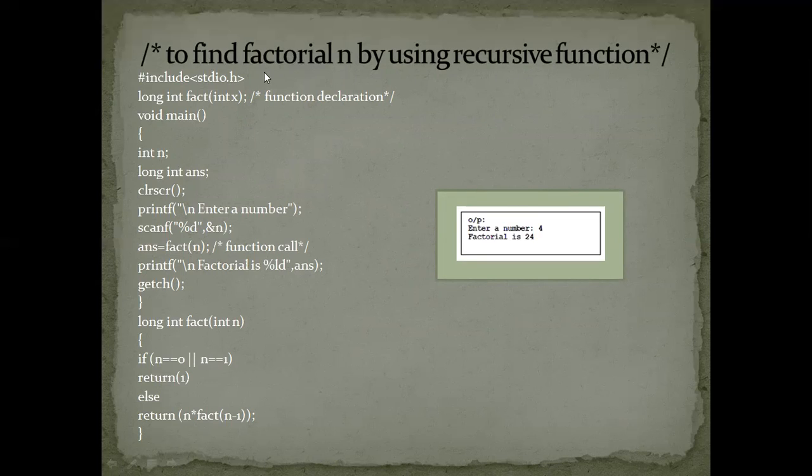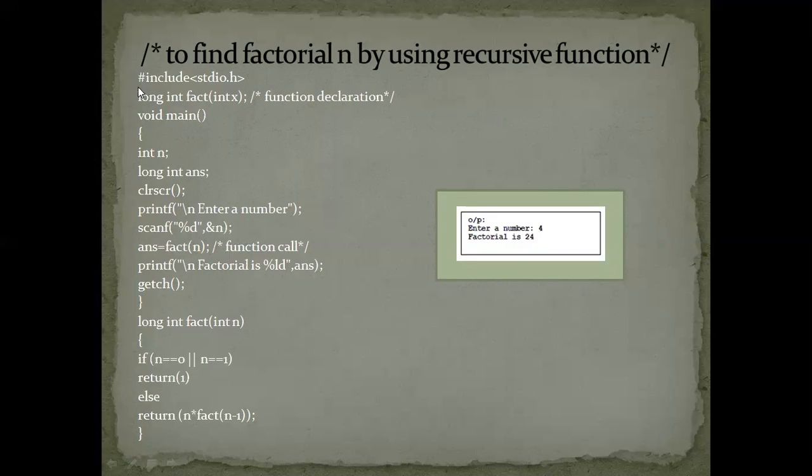You know what we mean by factorial? 2 factorial, that is 2. How? 2 into 1, that is 2. 4 factorial, 4 into 3 into 2 into 1. How much? 24, right? Okay. Similarly 5 factorial, 5 into 4 into 3 into 2 into 1. So that is how you calculate a factorial.